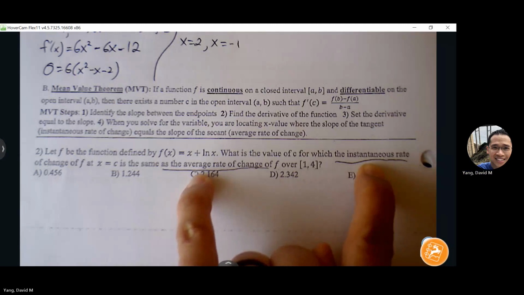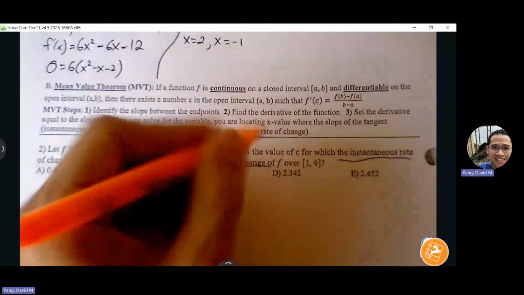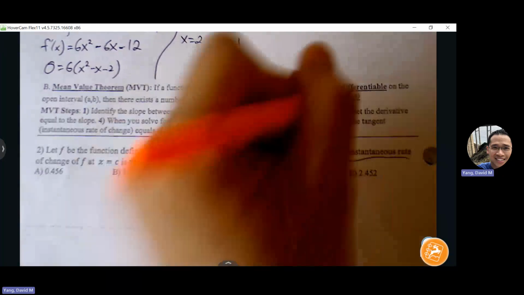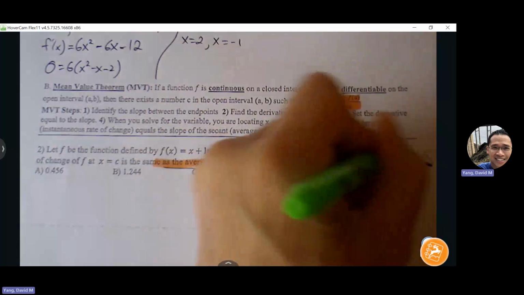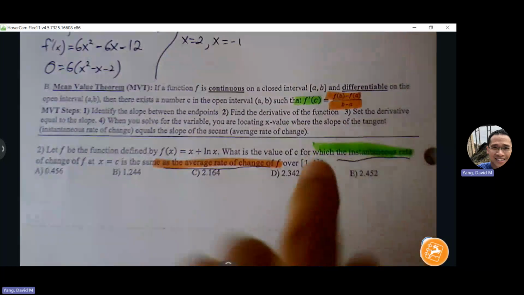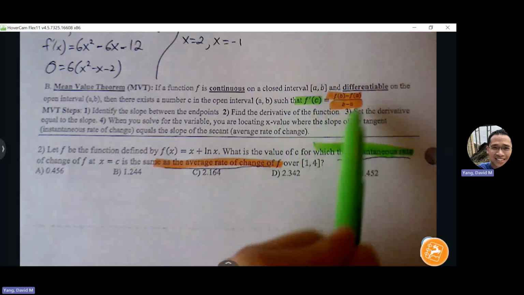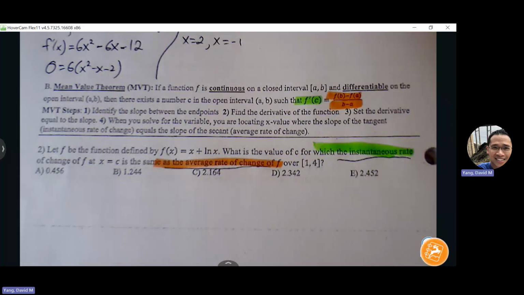Okay, so let me highlight what this is. The average rate of change is this portion of the formula there. And the instantaneous rate of change is the derivative. So we're setting the instantaneous rate of change equal to the average rate of change. That's another way of saying mean value theorem.